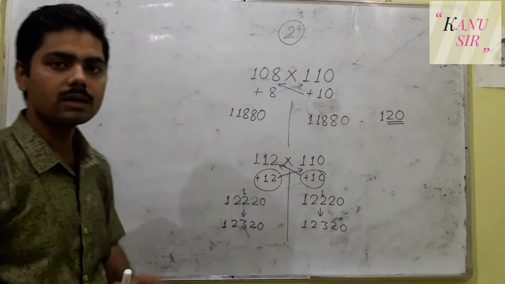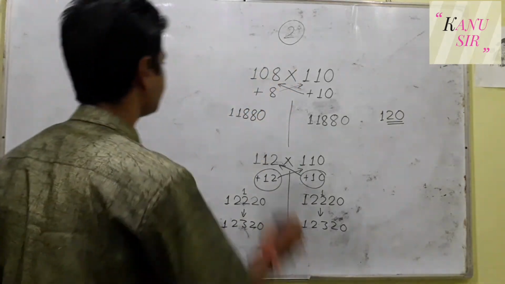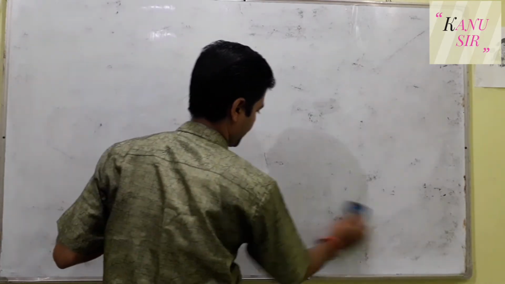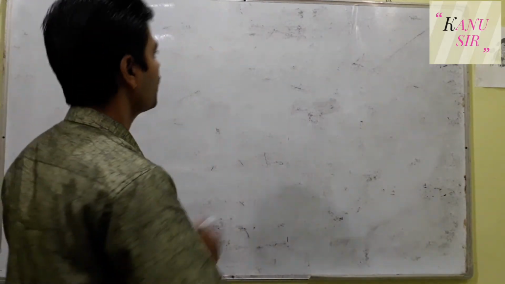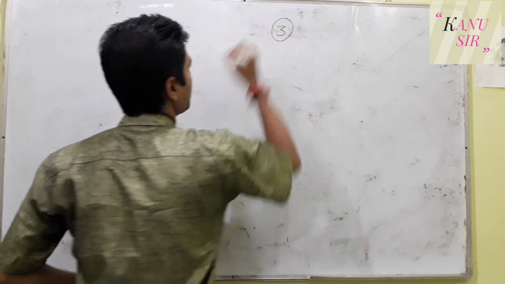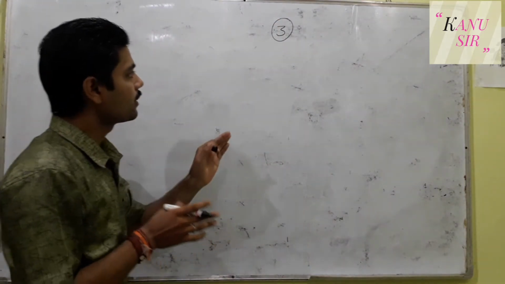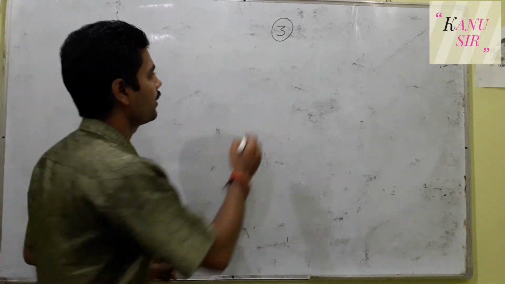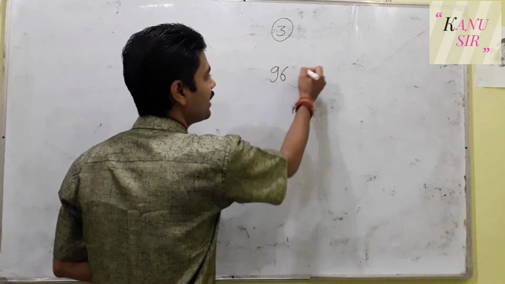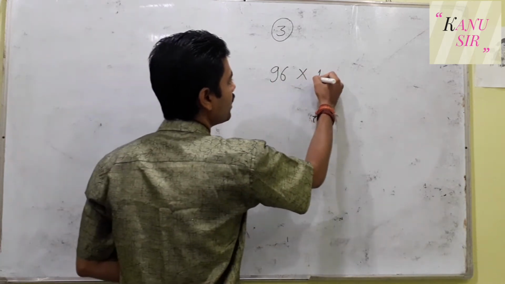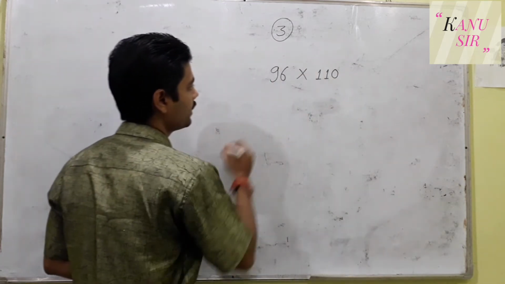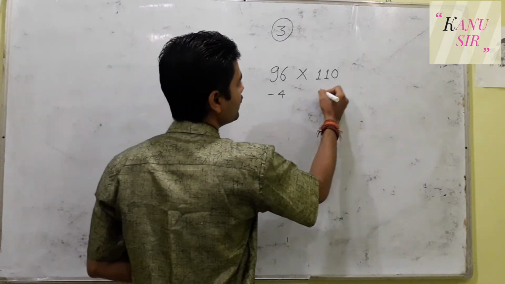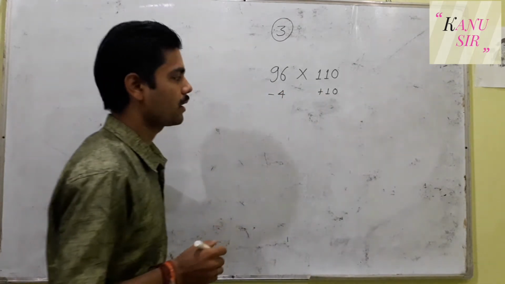Now let us go for the third process. In the third process, here we are going to understand two different numbers. One is less than 100 and another is more than 100. Like 96 is less than 100 and 110 is more than 100. So here it is 4 less than 100, and 10 more than 100.